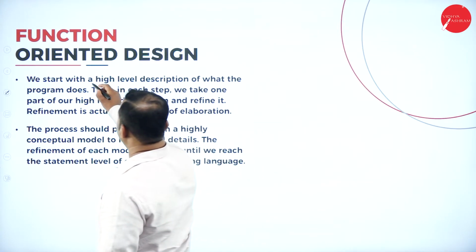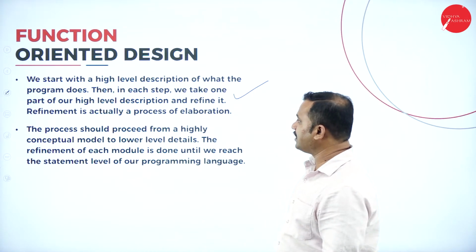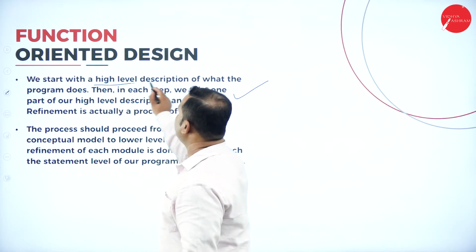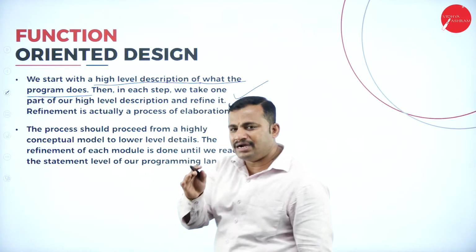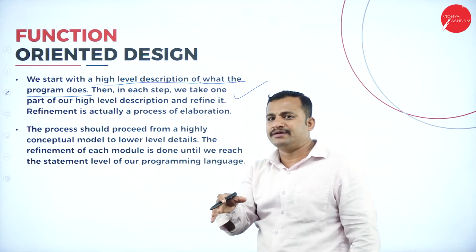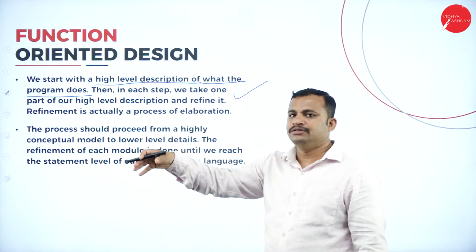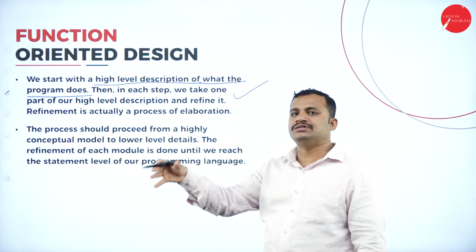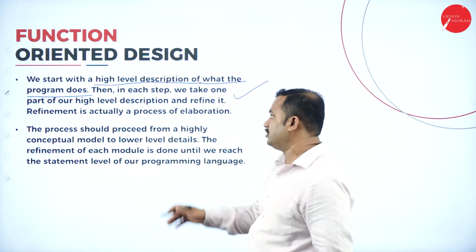Then function-oriented design. We require function-oriented design as a high-level description of what the program does. It is written in a general paragraph manner to indicate the code functionality. That means the functionality of a code is written in the form of a description. That is, textual information is given to it.